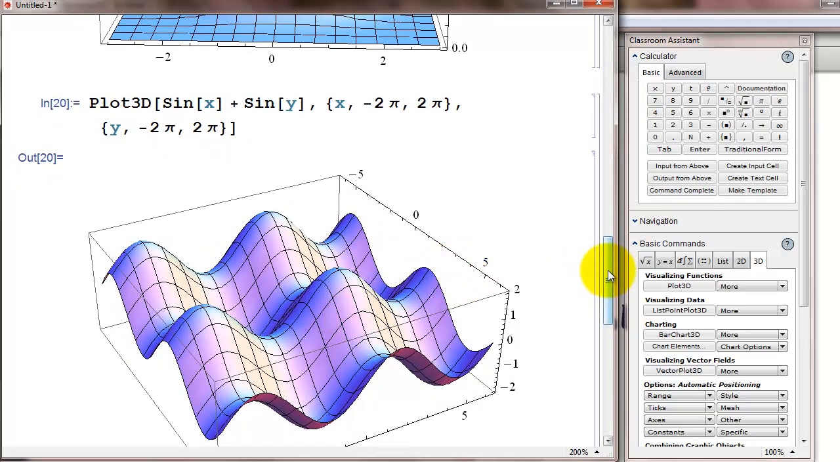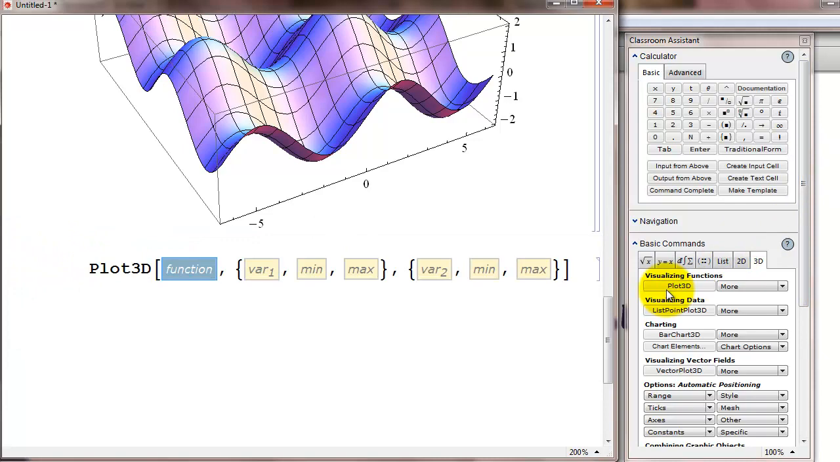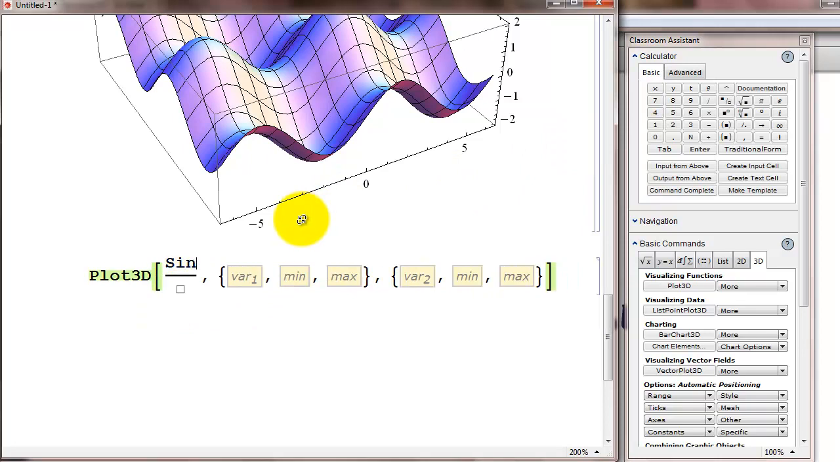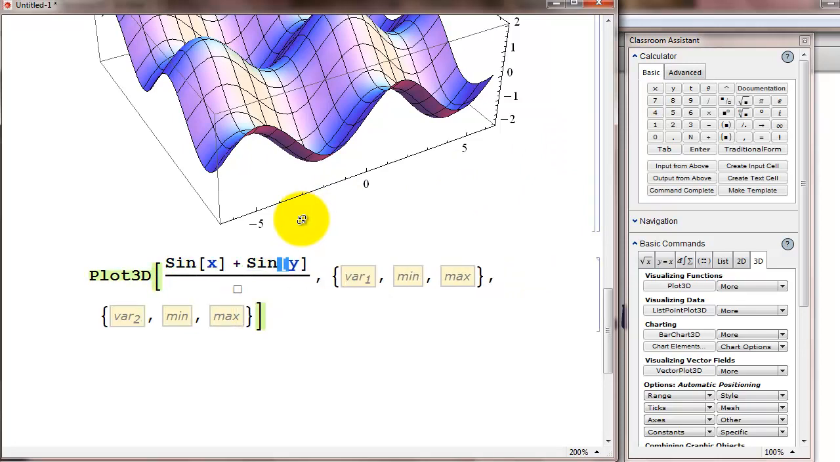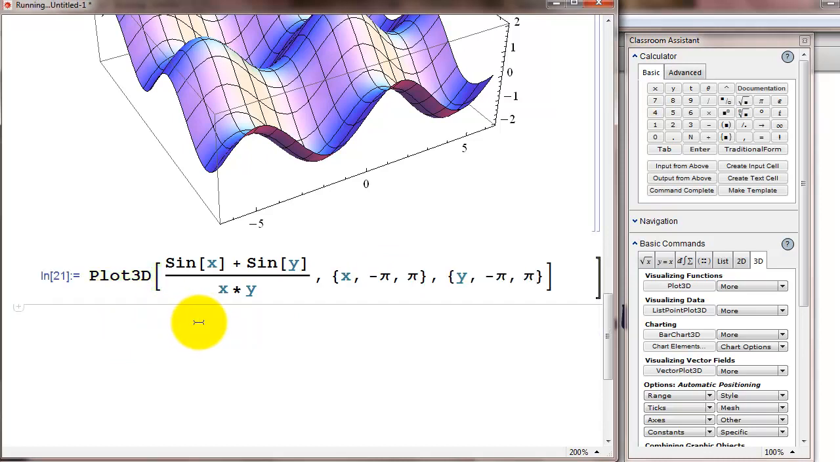Beautiful visualization. Lastly, let's plot the function. Looks like a fraction. In our numerator, we have sine of x plus sine of y, and in the denominator x times y. Notice that if you just do xy, Mathematica will think that's a new variable xy, and we mean x times y, so you do need to either put a space in between or the multiplication symbol. Again, let's plot from negative pi up to pi, and let's see what happens.